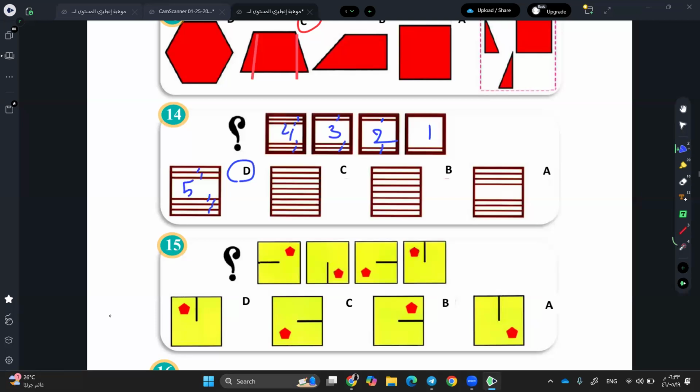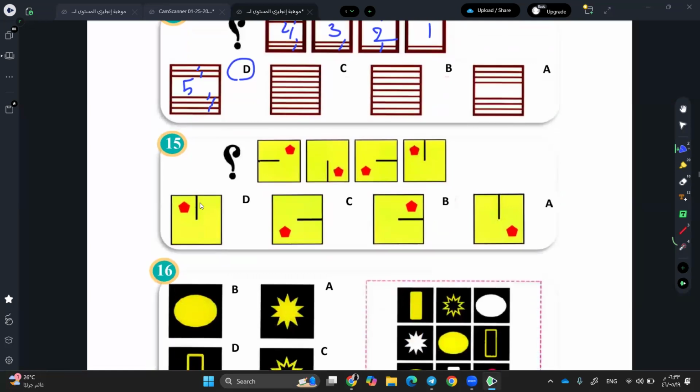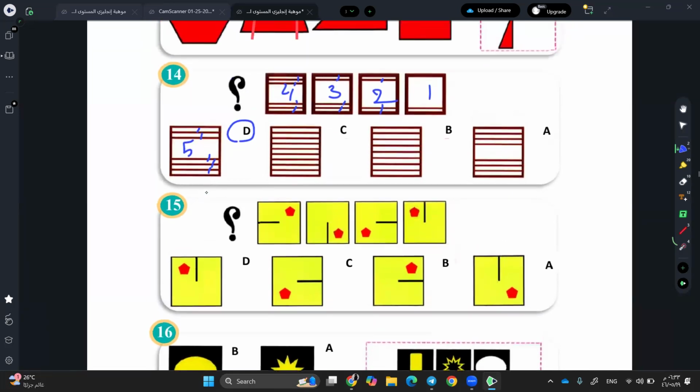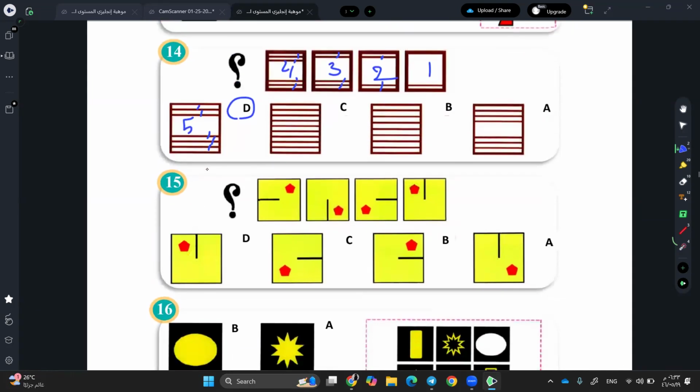Do you all understand this question? Okay, question number 15. It is the same like the star with the two circles above. You have one line that changes position and one pentagon that changes position. So who wants to answer it? I will help you with that. Who wants to answer it?